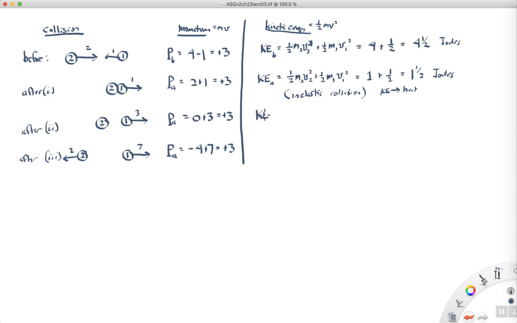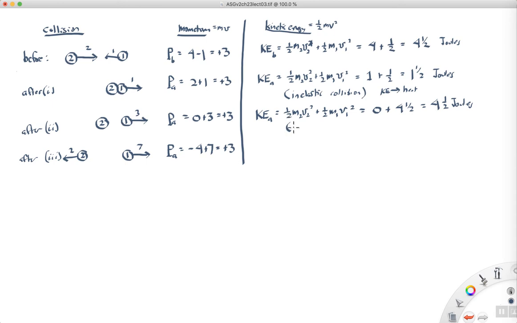What about case 2, the kinetic energy after the collision? Once again, 1/2 mass 2, velocity 2 squared, plus 1/2 mass 1, velocity 1 squared. Here, ball 2 has 0 speed after the collision, so it has 0 kinetic energy. Ball 1 has a speed of 3. 3 squared is 9. 9 times 1 is 9, divided by 2 is 9/2, or 4.5. So in this collision, there are 4.5 joules of kinetic energy after the collision.